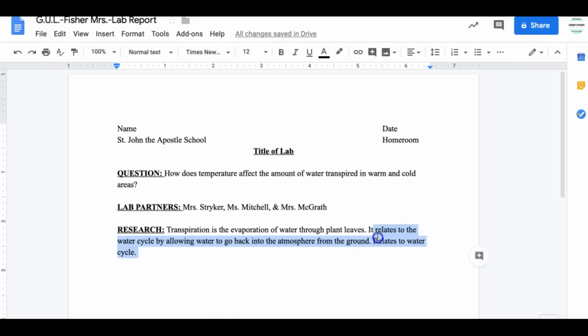You really want 3 sentences for this research piece, 3 or more. It could be 3 different facts. So if I was doing an experiment with mass and density and weight, maybe my research is just those 3 definitions. Mass is this, density is this, weight is this. And that could be my research piece. It needs to make sense with the question that you're trying to answer through this experiment. Okay? Enter twice and get ready for your hypothesis.